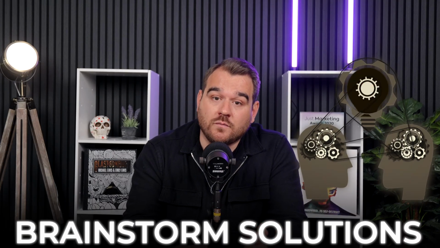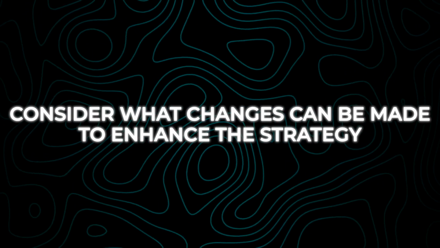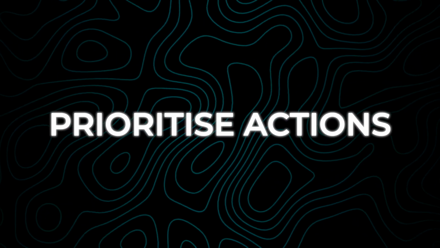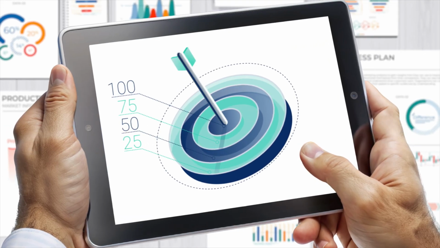Then we need to brainstorm solutions. So based on these insights, brainstorm potential solutions and improvements. Consider what changes can be made to enhance the strategy. Next, you need to prioritize actions. So not all changes will have the same impact. So prioritize those actions based on their potential to improve performance and ones that align with your business goals. So for example, if your analysis revealed that a specific email subject line had a significantly higher open rate, you might decide to use similar wording in future campaigns.